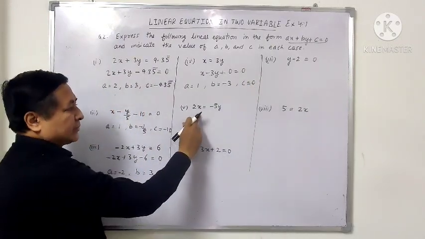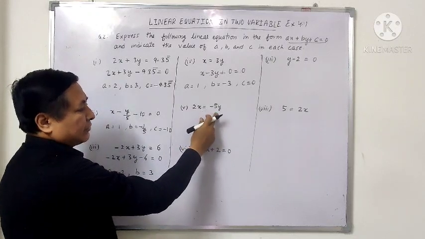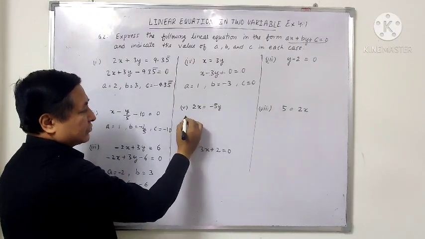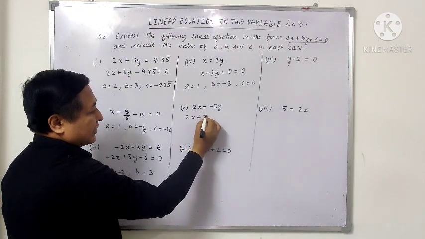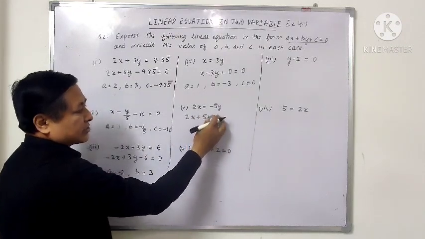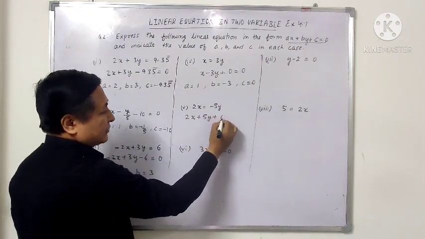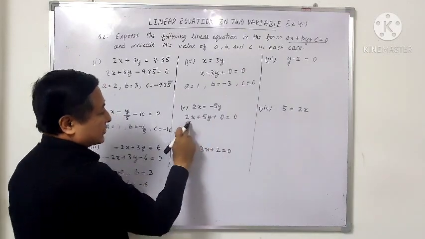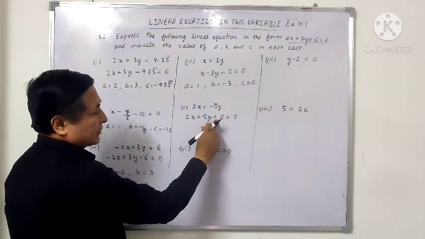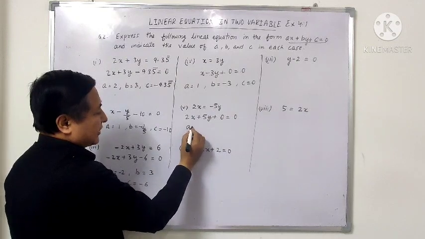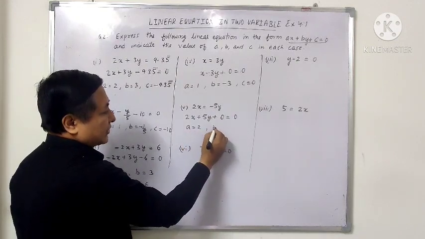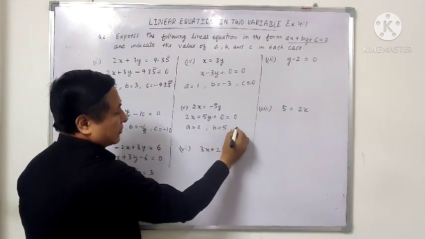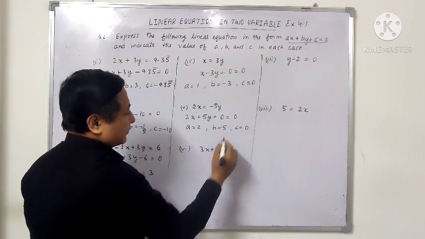Now let us take the fifth part. We will shift this minus 5 to this side and make it 2x plus 5y. Again, the constant term is not there, so we write 0 equals 0. So this is ax plus by plus c equals 0. So the value of a is 2, the value of b is 5, and the value of c is 0.